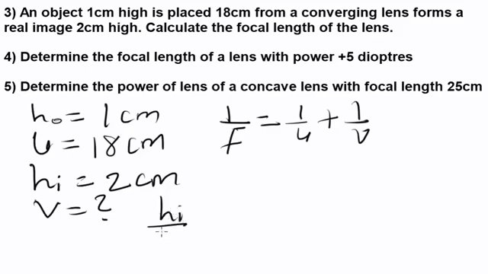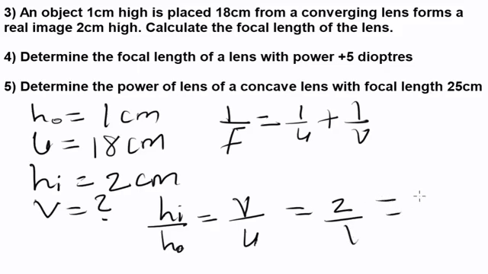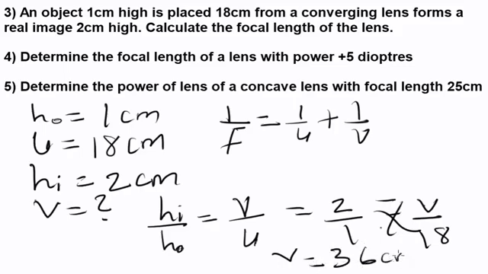Okay, so to get the image distance, we're going to apply this formula: image height over object height equals image distance v over object distance u. When you input the values, you're going to have the image height is 2 over object height is 1 equals the image distance v over object distance u, which is 18. So you cross multiply. When you cross multiply, you're going to have 18 times 2. Therefore, our v will be 36 cm.